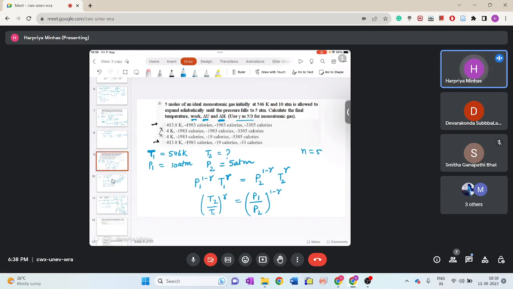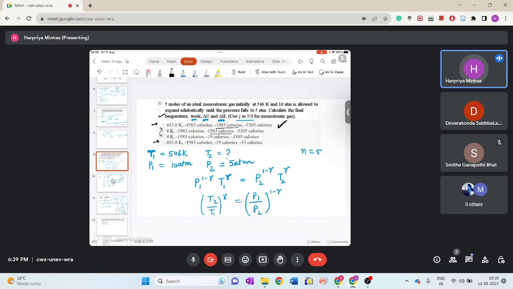So now let's calculate the del U. For del U we have two options, that is minus 1983 and 1983, option A and option B. From the temperature that we calculated, we were getting options A and D, and now after calculating del U we have options A and B. Therefore we got our answer, that is option A, I think.